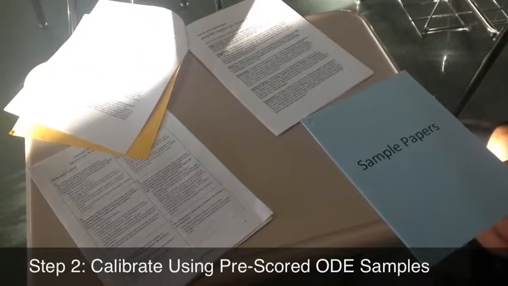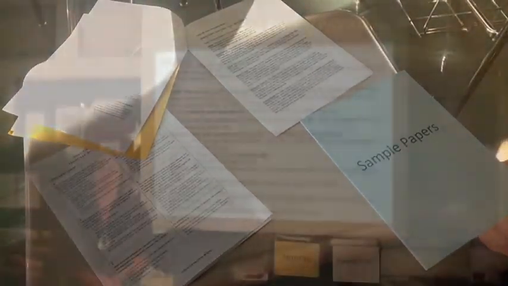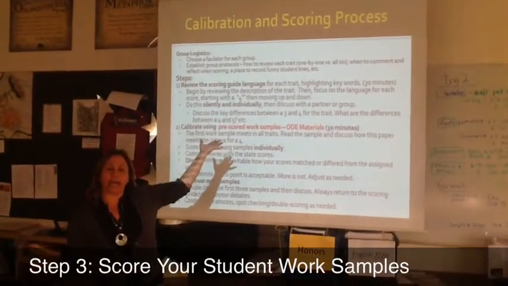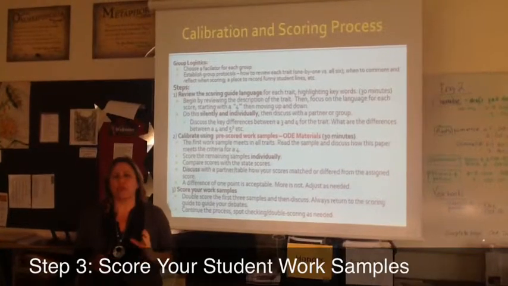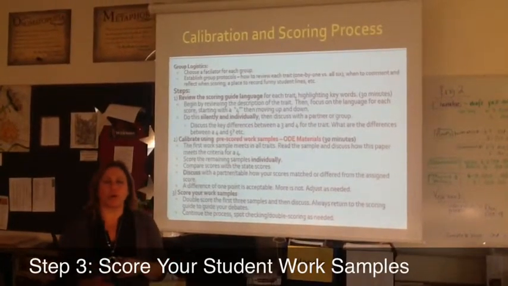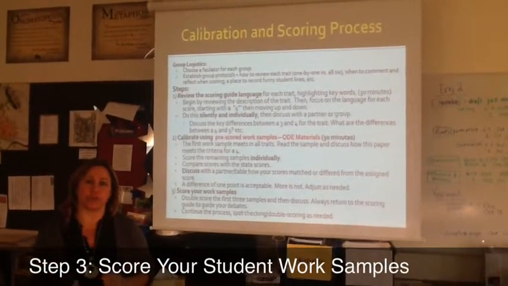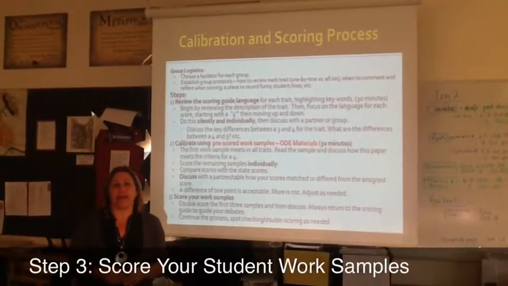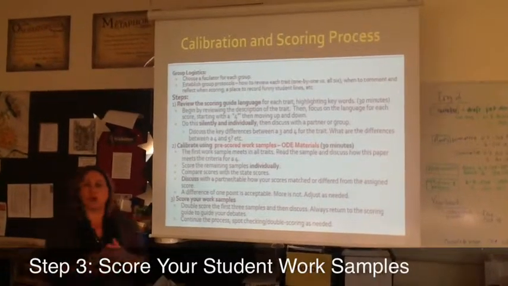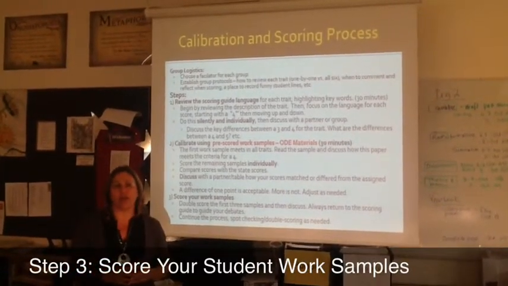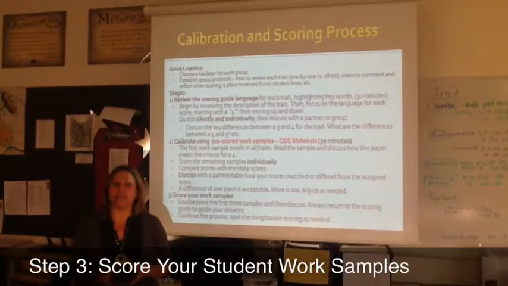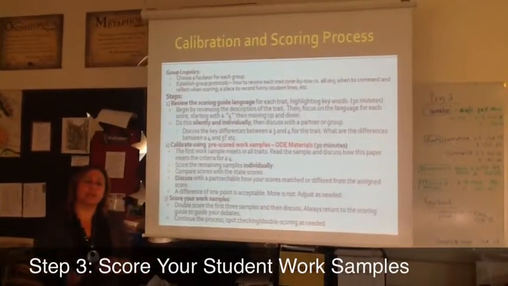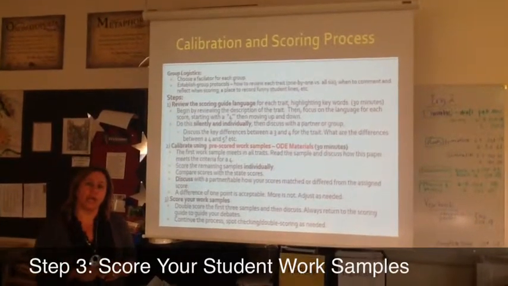So now you've reviewed the scoring guide language, you understand all the words on there and what makes a 4, what makes a 6, what makes a 2. So you're confident about your scoring guide understanding. You've looked at some sample papers and you know that you're in sync with what the ODE has determined is a passing score for each of these papers. So you know what a 4 looks like. Now it's time to apply all of this to your own student work.